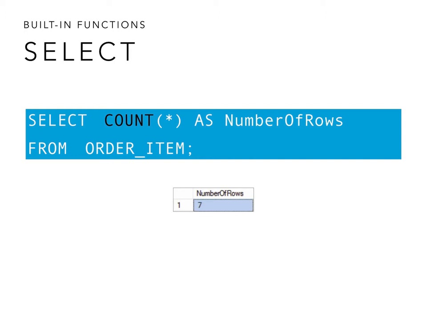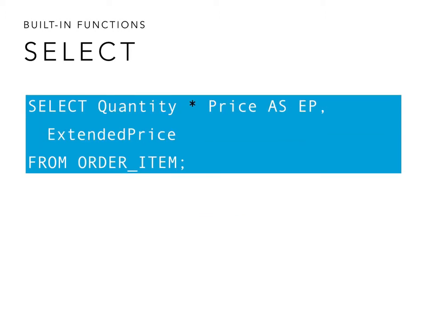Now, if this isn't enough math for you, I've got more. SQL also lets you do basic arithmetic within your statements. So we can select quantity times price with that times keyword. Or it's not really a keyword, is it? I don't know. It's a key character. It's actually going to do the arithmetic, the multiplication, and we're saving it as EP.